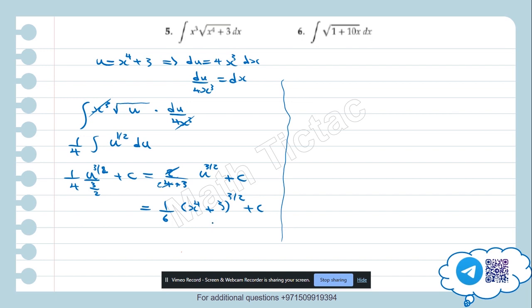If you would like to make sure that your answer is correct, you can find the derivative of this function. If it's exactly equal to the original function, that means your answer is correct 100%.